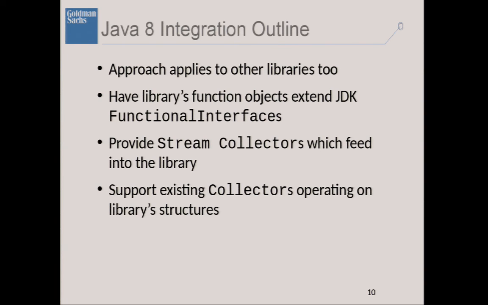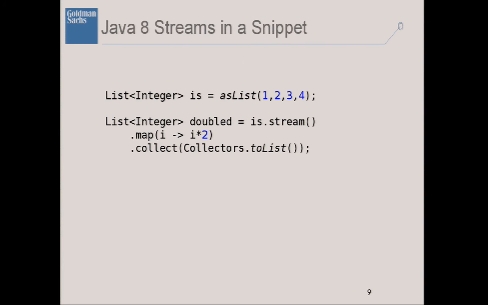In addition, we now provide a set of collectors which can be used in here to produce, instead of JDK types, Eclipse collection types as a result of Stream.collect. So I'll enumerate some of those shortly.